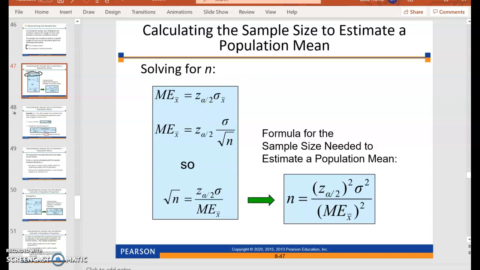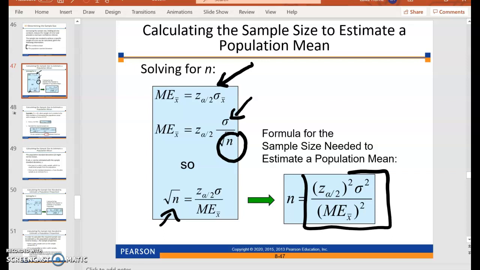So here is the formula for margin of error right here. And they broke the standard error down. Remember, that's how we calculate the standard error of the mean. Okay, so now what they did was they said, well, let's isolate n, let's solve for n. They got the square root of n by itself, and then finally they solved it and got rid of the radical sign. So basically, it's showing you how it started with the margin of error formula and worked itself backwards to isolate n.